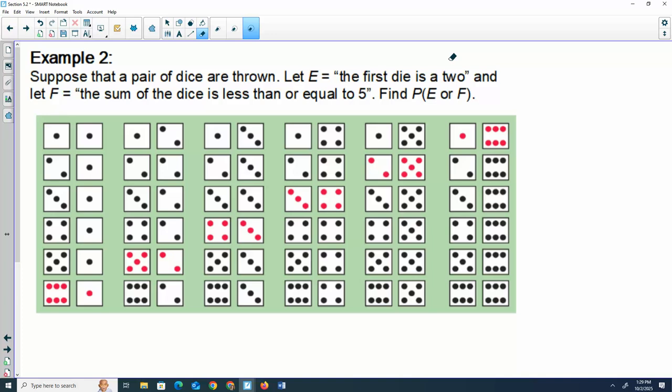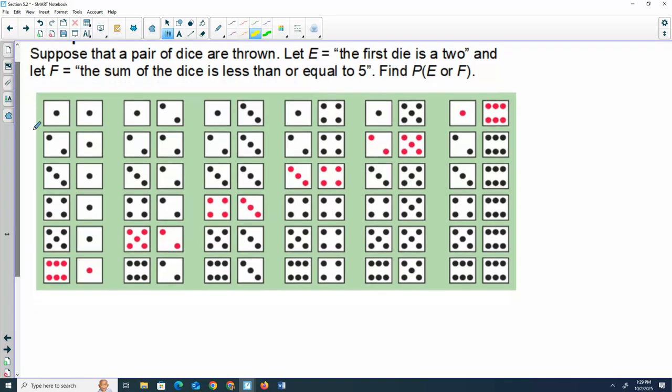You multiply them. So E is the event the first dice is a 2. F is the sum of the dice is less than or equal to 5. I want to find the probability of E or F. Now, because we have that visual, we probably could just count the ones, but let's talk through it. Is it possible that something could have the first one a 2 and they add up to something less than or equal to 5? Yeah, so I would end up double counting.